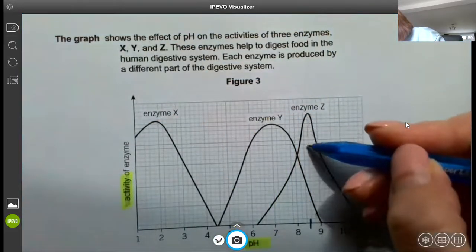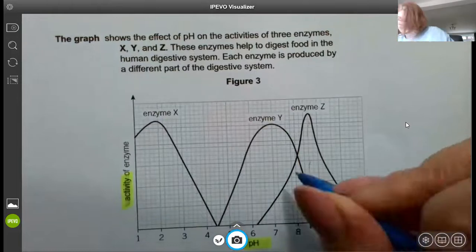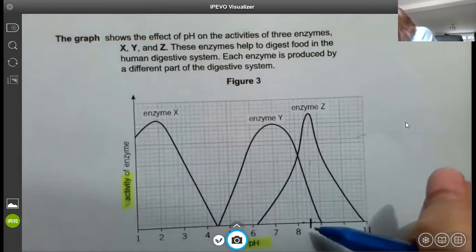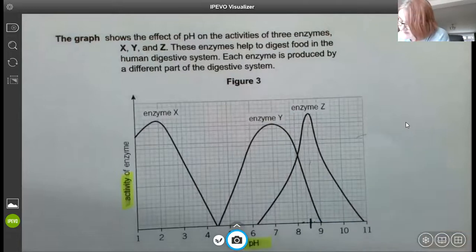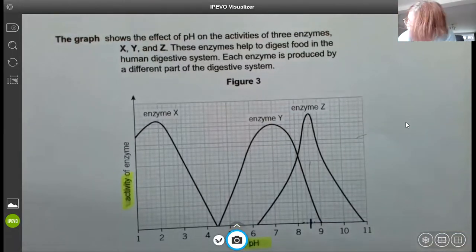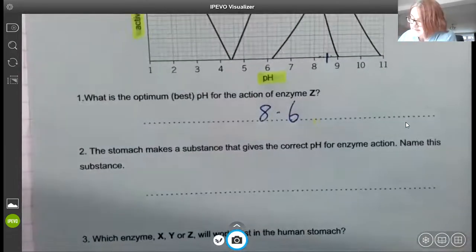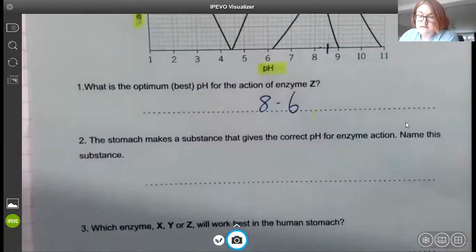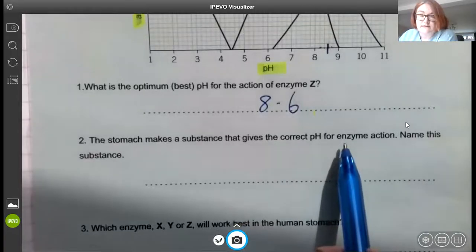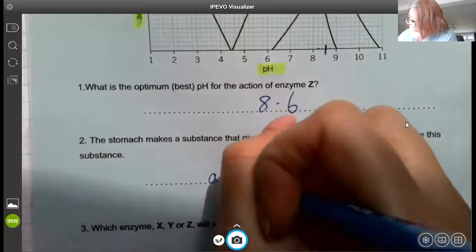And if I followed that through, it's about there. Followed that through to 8.2, 8.4, 8.6. So the best pH for enzyme Z is 8.6. The stomach makes a substance that gives the correct pH for enzyme action. Name this substance. So you could just put acid.